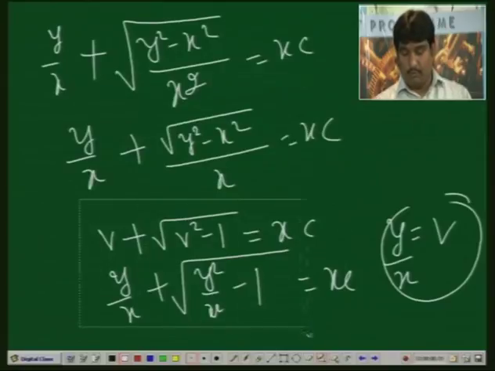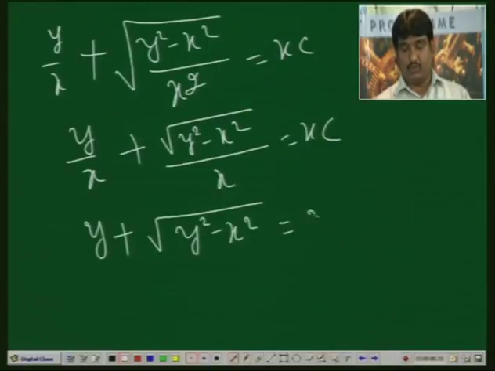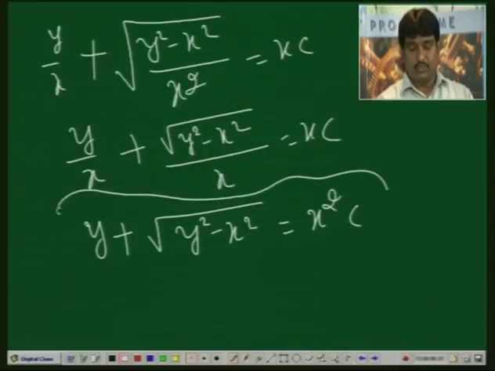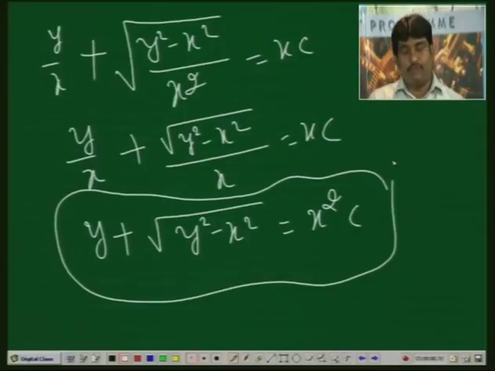Now, multiply throughout by x to get y plus root of y square minus x square equals x square into c. So, this is one solution. Similarly, by considering one more possibility, you get a homogeneous equation again. Use the same procedure of converting that into variable separable form and arrive at one more solution. Product of these two solutions serves as a general solution of the differential equation.